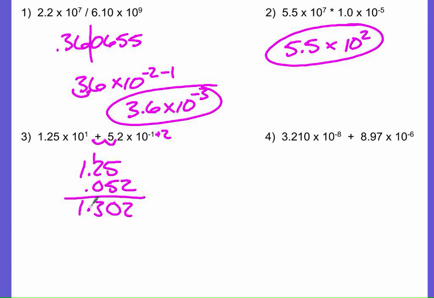2031. This needs to be rounded appropriately, so make sure that you use precision. The 1.25 only goes to the hundredths place, whereas the other one goes to the thousandths place. So I need to round right here, and I'll end up with 1.30 times 10 to the first power.